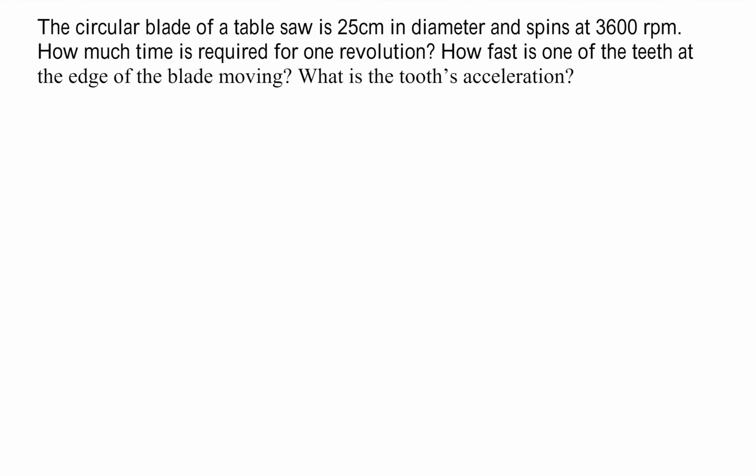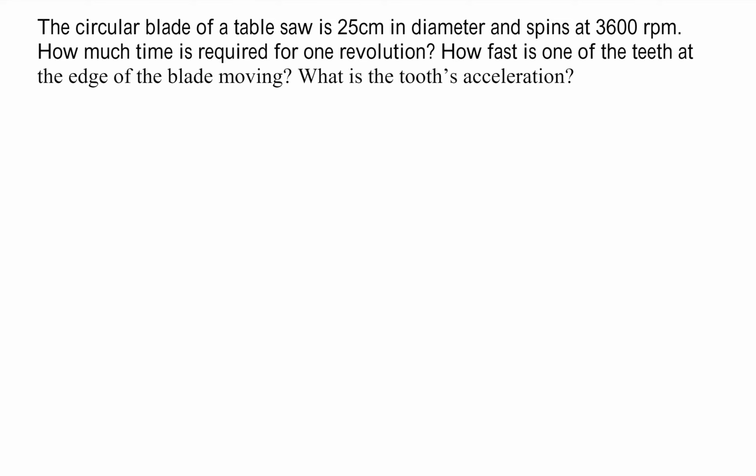Okay, let's take a look at this problem now. The circular blade of a table saw is 25 centimeters in diameter, so I immediately want to switch that centimeters to meters, and spins at 3,600 revolutions per minute. That's what RPM stands for. So I would immediately want to switch that minutes to seconds. How much time is required for one revolution? Okay, so how much time is required for one revolution? That's asking for a period. How fast is one of the teeth at the edge of the blade moving?